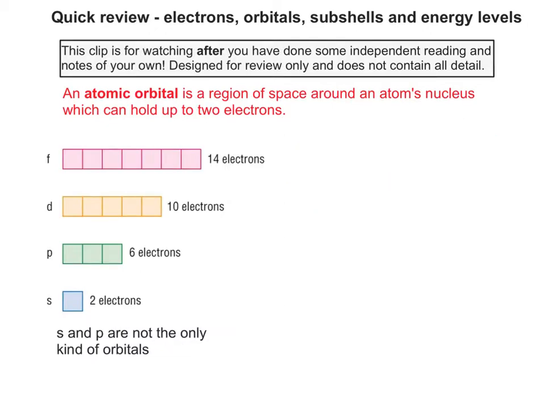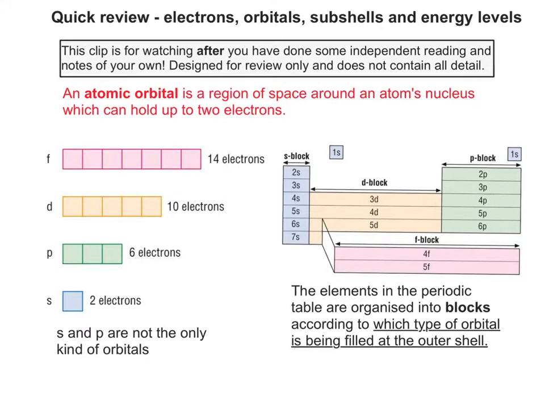It's important to point out that s and p are not the only kinds of orbitals. Some of the elements in the periodic table have very, very large atoms. To accommodate this fact, we also have d orbitals and f orbitals. The elements in the periodic table are organised into blocks at A level and beyond, according to which type of orbital is being filled at the outer shell. Is it an s orbital? Is it a p orbital? Is it a d orbital? Or is it an f orbital?